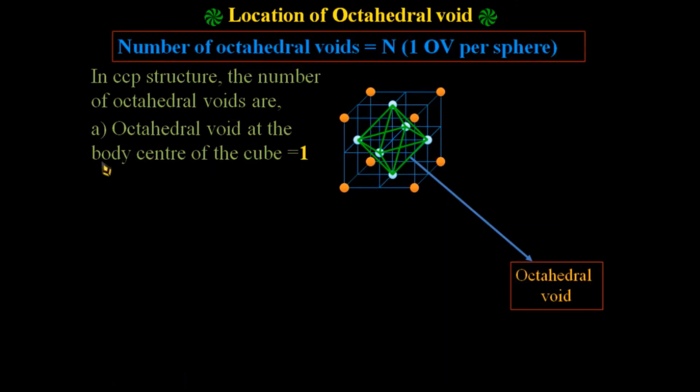So the octahedral void at the body center of the cube is equal to 1. In addition to the body center, there is an octahedral void at the center of each edge.